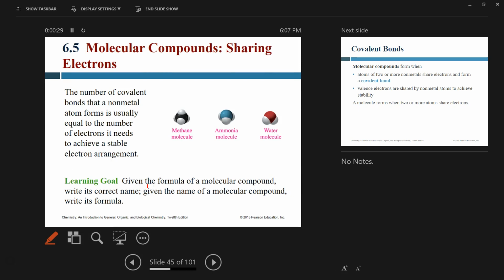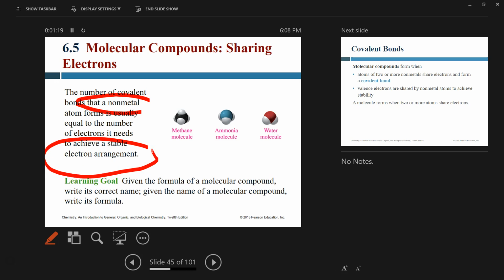molecular compound. Molecular compounds are formed by non-metallic atoms like chlorine or fluorine or hydrogen or carbon. And the most important thing for us to determine in any molecular compound is how many bonds this non-metal forms when it interacts with other atoms. And usually the number of bonds in most cases is determined by the number of electrons the non-metal needs to achieve a stable electron arrangement.